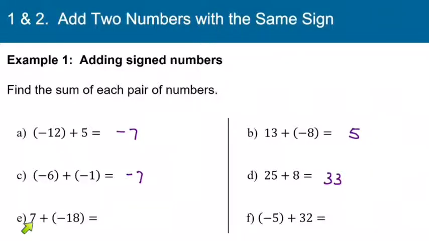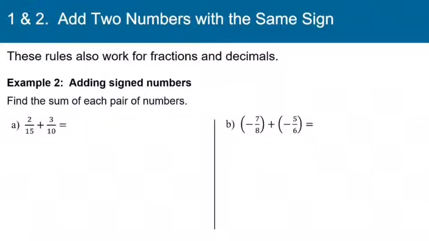On part E, we have 7 plus negative 18. These two numbers are different signs, so we will subtract and keep the sign of the larger number, which is negative. So 18 minus 7 is 11, and we'll keep the negative, so our answer is negative 11. And then negative 5 plus 32, the signs are different, so we will subtract the numbers. 32 minus 5 is 27, and we'll keep the sign of the larger number, which is positive. So this answer will be positive 27.